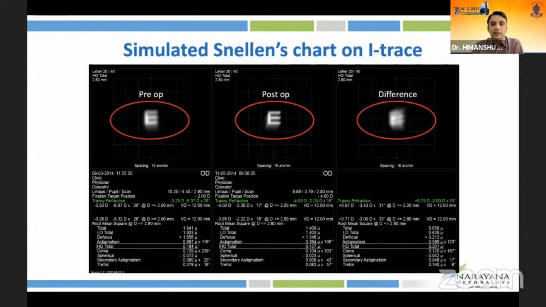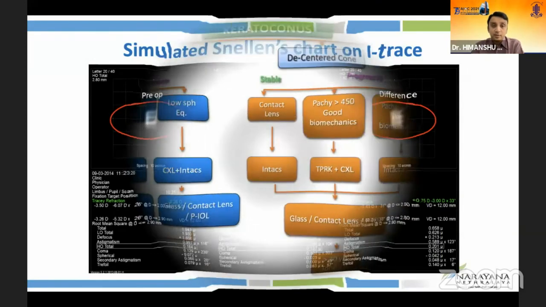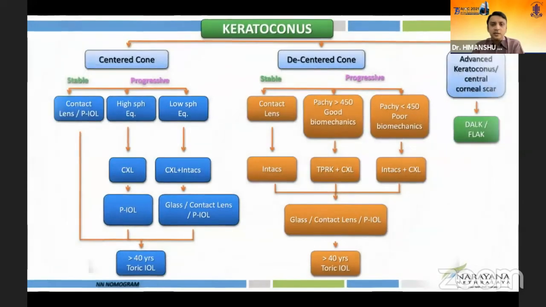So finally, to conclude, the treatment of keratoconus includes multiple steps, and surgeons as well as patients must be aware of this. We must have our plan of where we want to reach at the end and find a way to reach there.